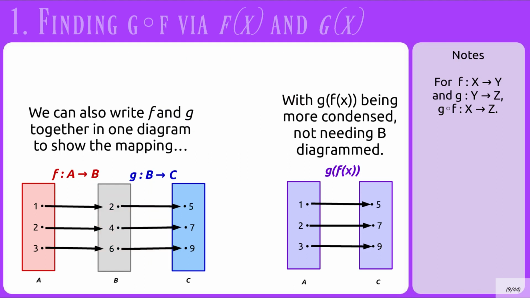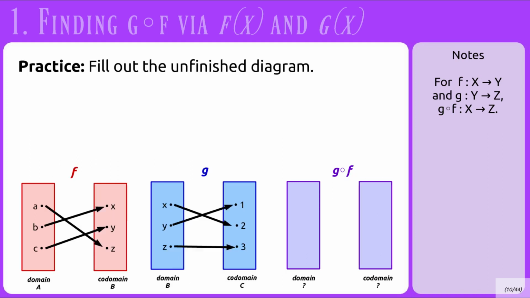We can also condense the diagram for f and g by putting them together with A, B, and C diagrams. And for our g of f of x, we don't need the B set diagram because it's mapping directly from A to C. Now to practice. Using the diagrams for f and for g, finish the diagram for g of f.